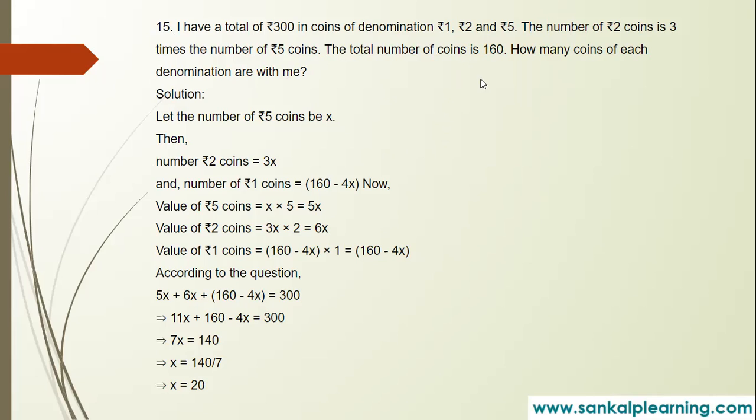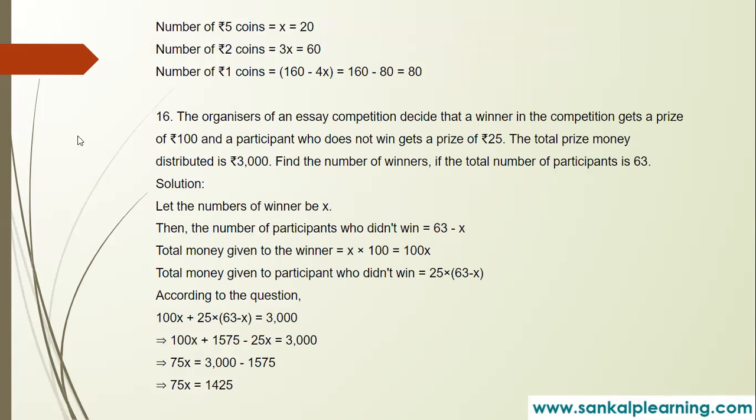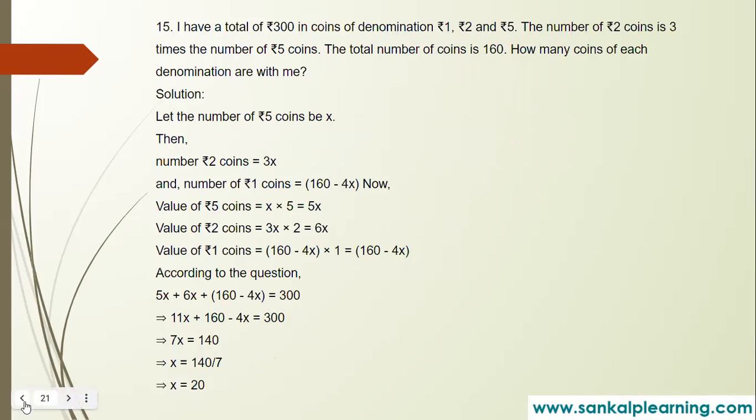Okay, total amount is 300 children. So we have 1 rupee, 2 rupee and 5 rupee coins. Okay, so what is the condition here? What are they saying? 2 rupee coins ಇದೆ ಅಲ್ವಾ? 2 rupee coins is 3 times the number of 5 coins. Okay, 3 times ಜಾಸ್ತಿ ಇದೆ. 5 rupees coins ಎಷ್ಟಿದೆಯೋ ಅದು, 2 rupee coins is 3 times the number of 5 rupee coins. Okay, children. The total number of coins is 160.